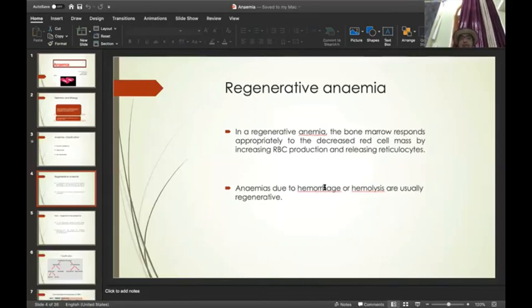So anemia during hemorrhage and hemolysis, the two very important conditions, we are regularly getting those. What are the conditions in which we are getting hemorrhage, Rupesh?